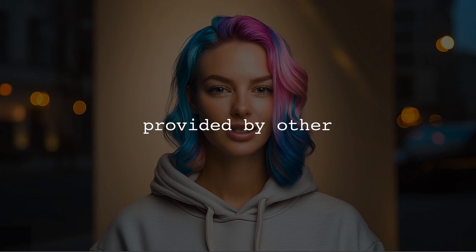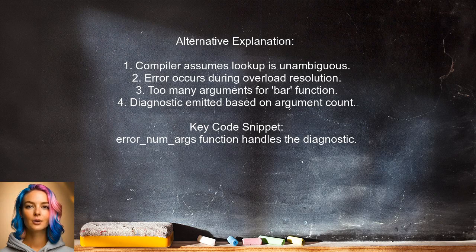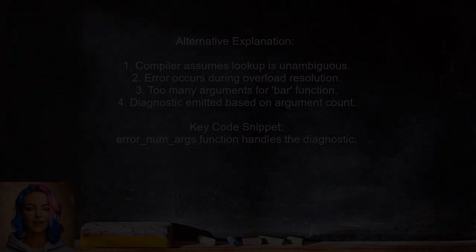Now, let's look at the answers provided by other users. In this alternative approach, the user explains that the compiler does not report an ambiguous reference error because it assumes the lookup will be unambiguous. They detail how the error occurs during overload resolution, specifically when the function call to bar is made with too many arguments. The compiler checks for viable candidates and emits a diagnostic based on the number of arguments provided, rather than the ambiguity of the function reference.